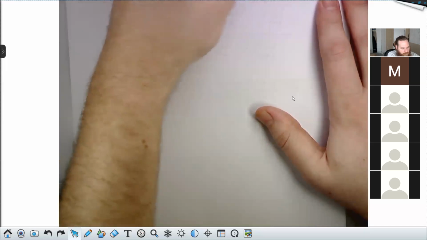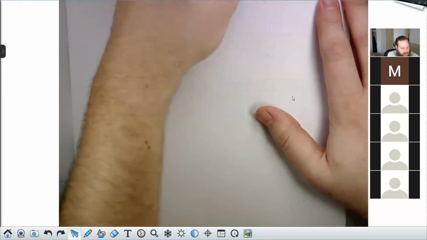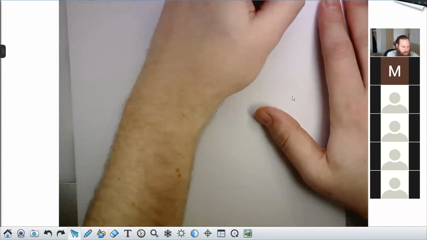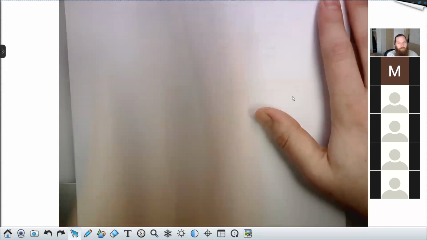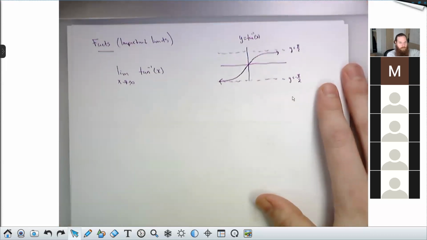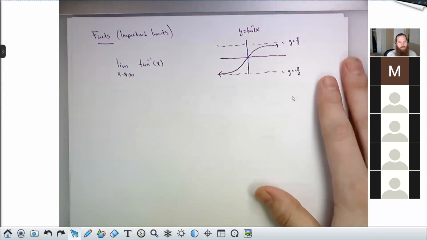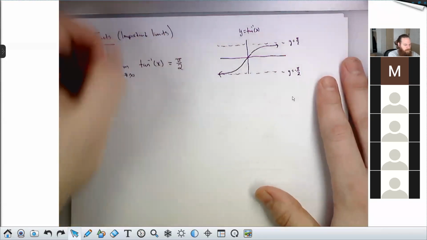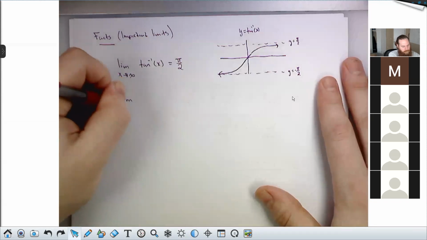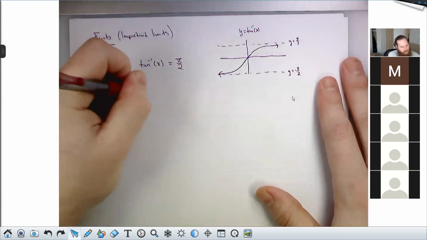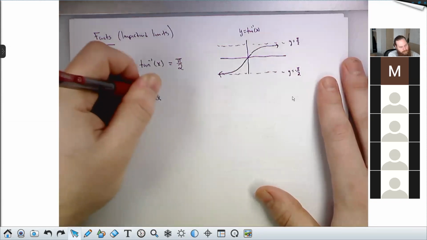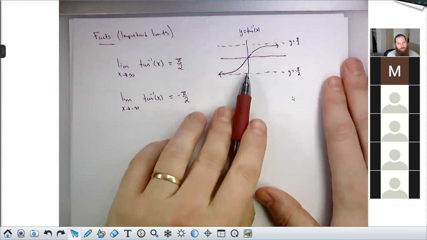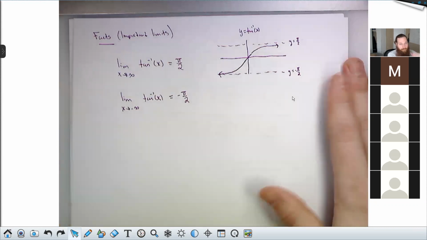Here's the graph y equals arctan x. As x goes to plus infinity, arctan x goes to pi over 2. And as x goes to negative infinity, arctan x goes to negative pi over 2. This is the graph of the inverse tangent function. You got to know it.